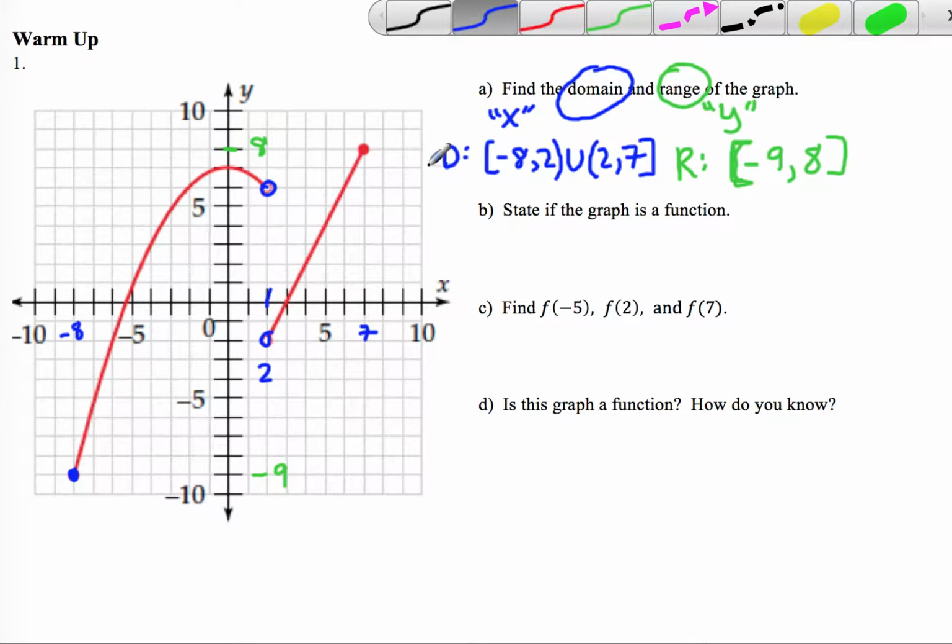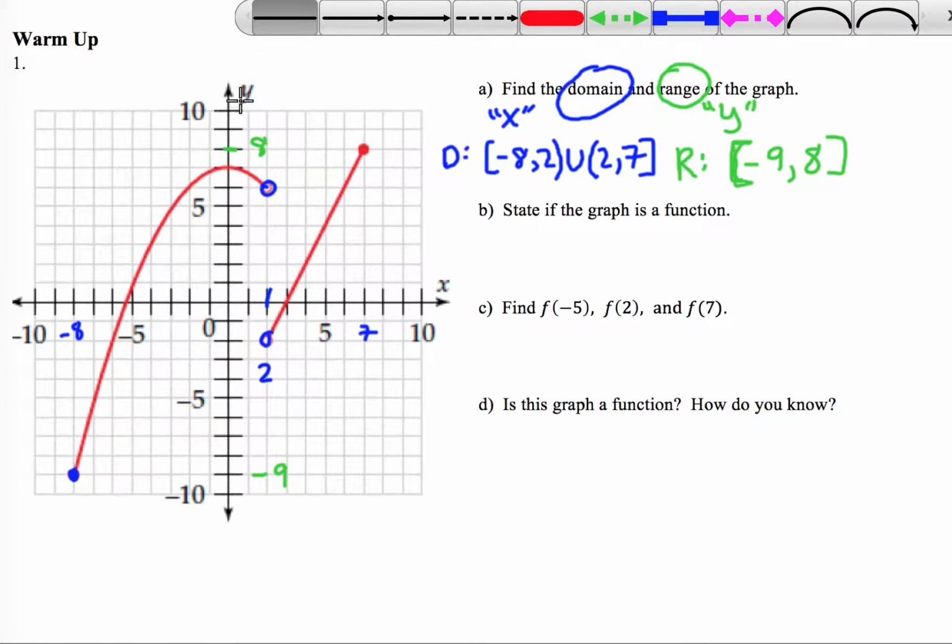Is this graph a function? Well, with functions, you just have to be able to pass a vertical line test. That means for every x value, there is only one y value. And if I were to draw vertical lines anywhere here, oh, that needs to be vertical, we are only touching our graph in one place, no matter where we draw those lines. So yes, it is a function, and it does pass the vertical line test.